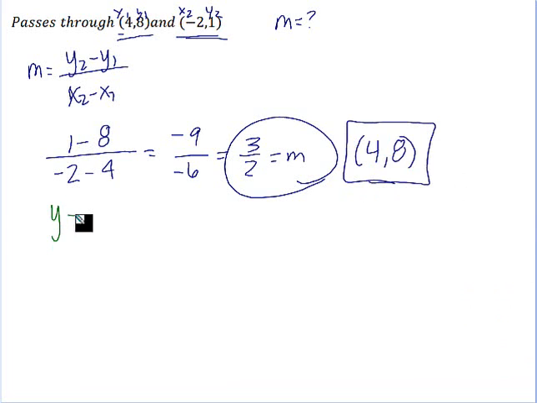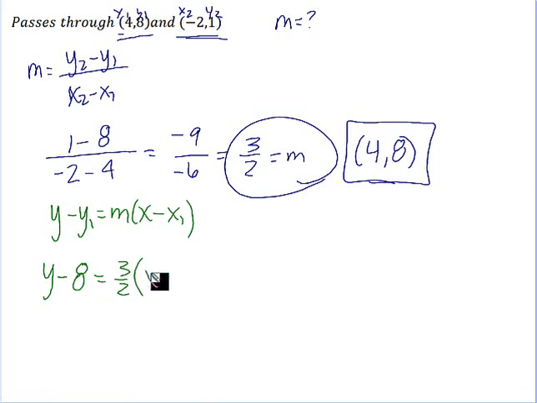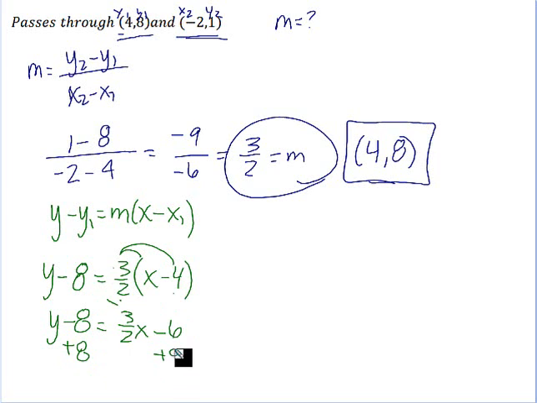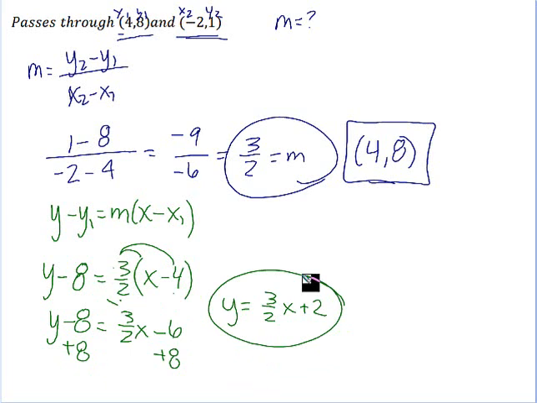So we will then be able to put this into point-slope form. Y minus y1 equals m times x minus x1. So y minus y1 is 8 equals our slope of 3/2 times x minus x1 is 4. So we'll have to distribute the 3/2. Y minus 8 is equal to 3/2 x, 3/2 times 4. Well, 4 divided by 2 is 2, times 3 is 6, so minus 6. Then we would need to add our 8 to both sides. So we have y equals 3/2 x plus 2, and that would be our line in slope-intercept form.